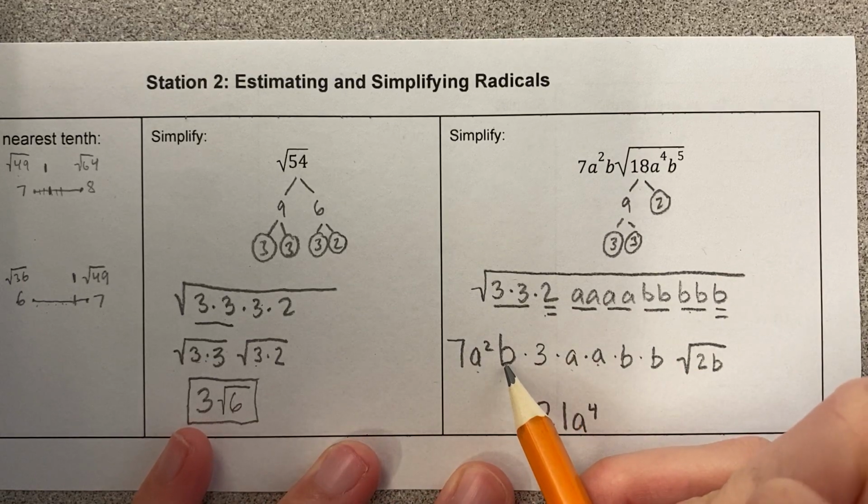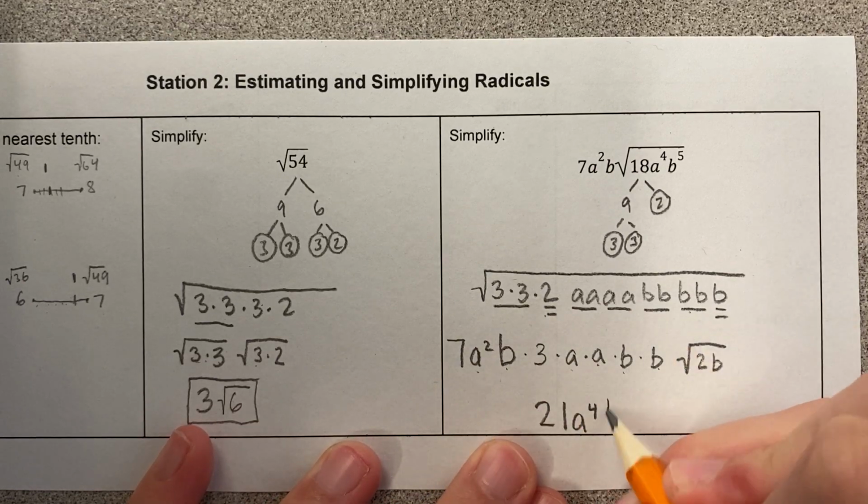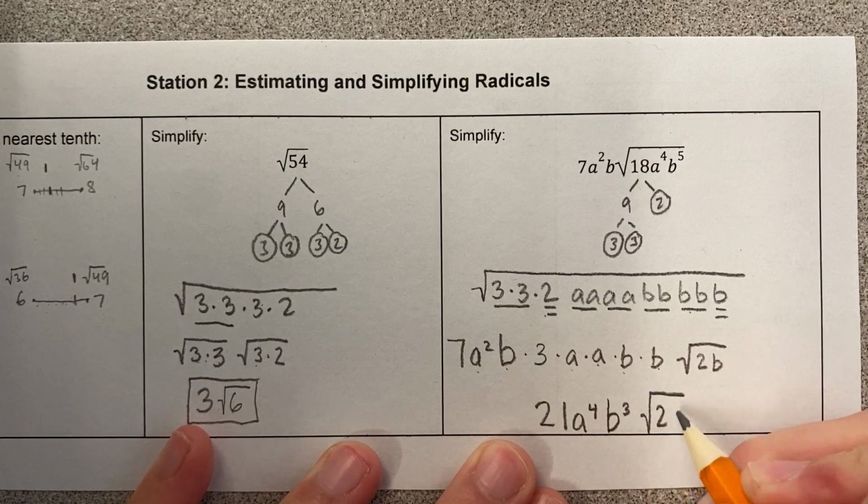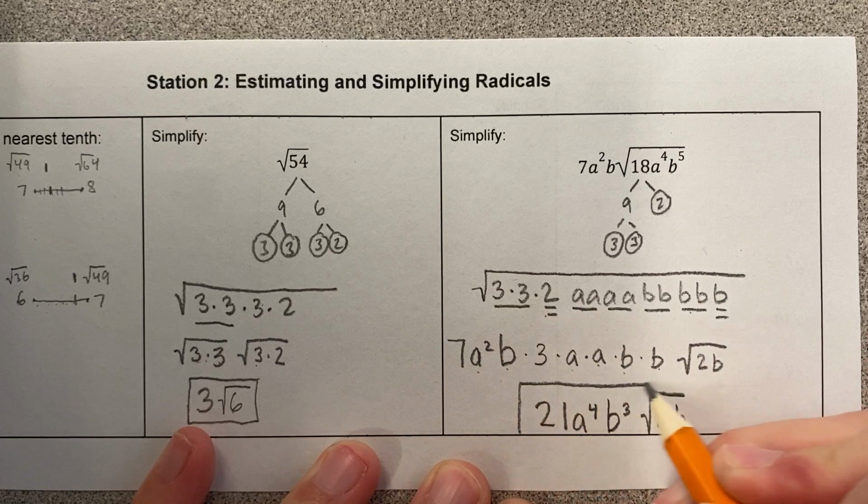Let's look at the B's. This is B times B times B. That's a total of 3 B's. And what's in here doesn't get simplified or combined with anything. It just stays in there, and it looks like this.